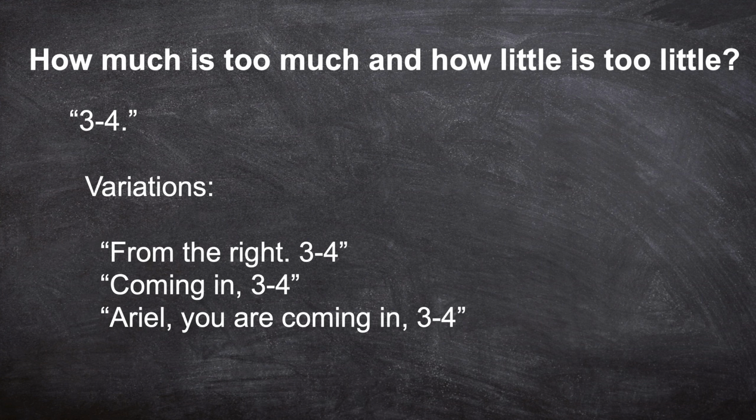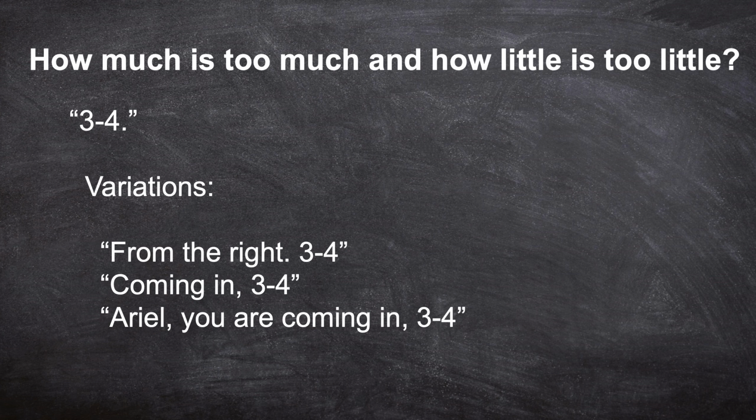How much is too much and how little is too little? The game is for the players, not the officials. Some players are annoyed with excess information. The best thing is to ask players what they prefer. Do you want just the score or server, side, and score? For some situations, that sparse 3-4 is not enough. Alternatives are from the right, 3-4, or coming in, 3-4.